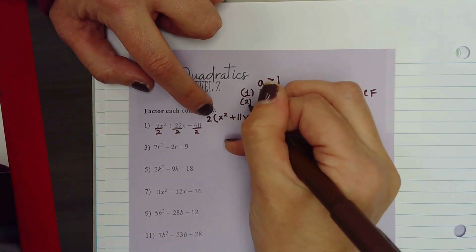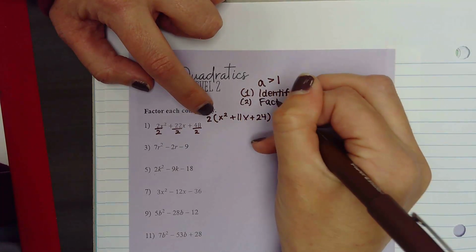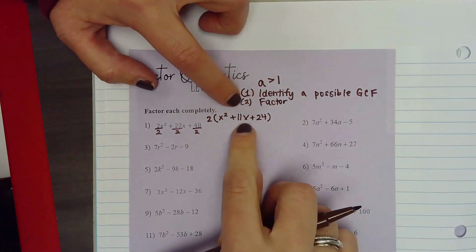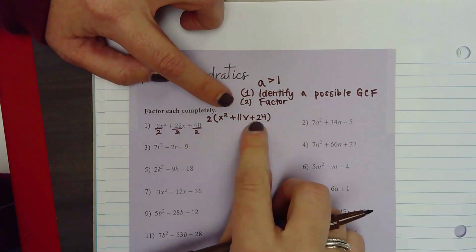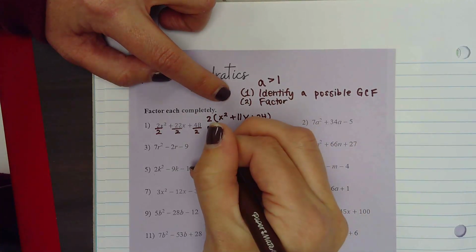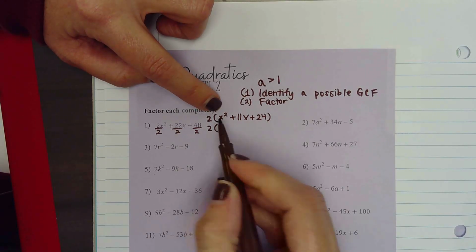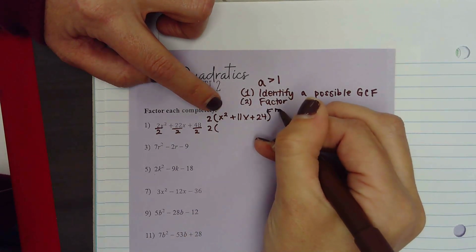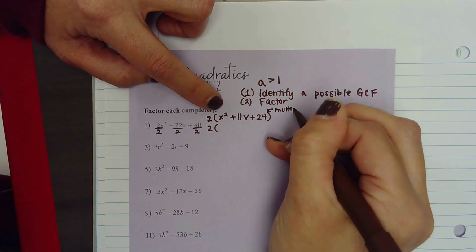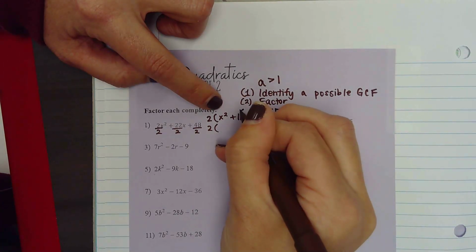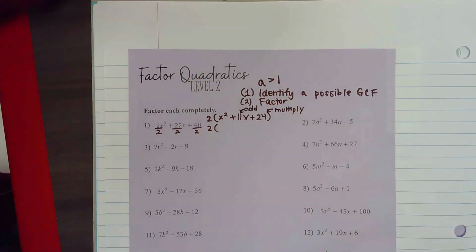Step 2 would be just factor it. So what's left over in parentheses sometimes can be factored further. And in this case, it can. So I have an a value of 1. I'm going to think of 2 numbers that multiply to 24, and the same 2 numbers add to 11.